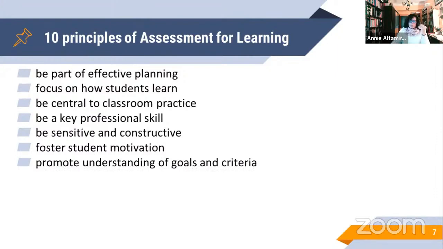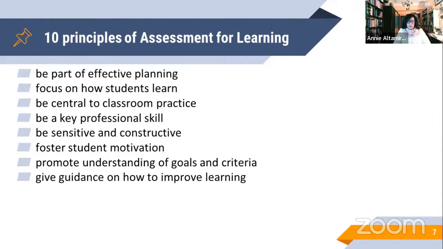Also, it should promote understanding of goals and criteria. That is, for effective learning to take place, learners need to understand what it is that they are trying to achieve. And of course, they need to want to achieve it. So communicating assessment criteria involves discussing these criteria with the students using student-friendly language, and also providing examples of how these criteria can be met in practice.